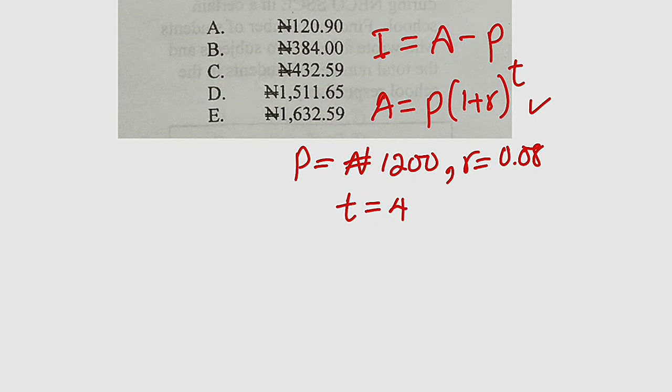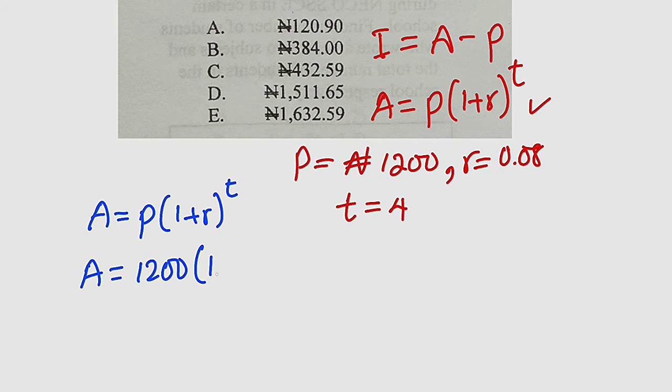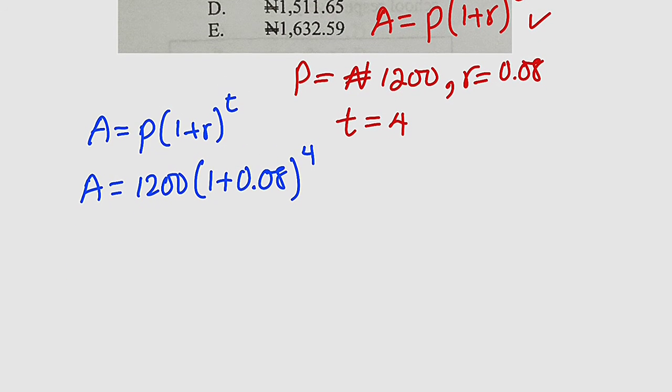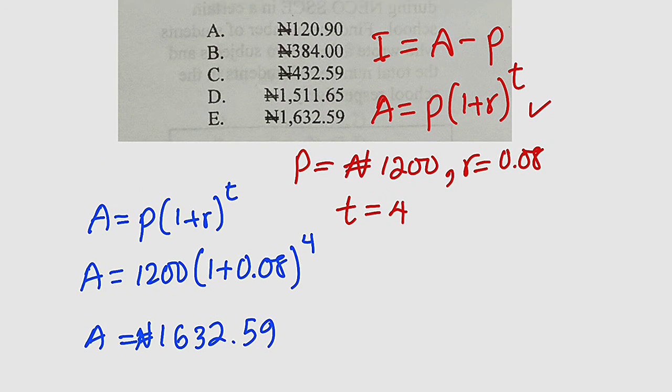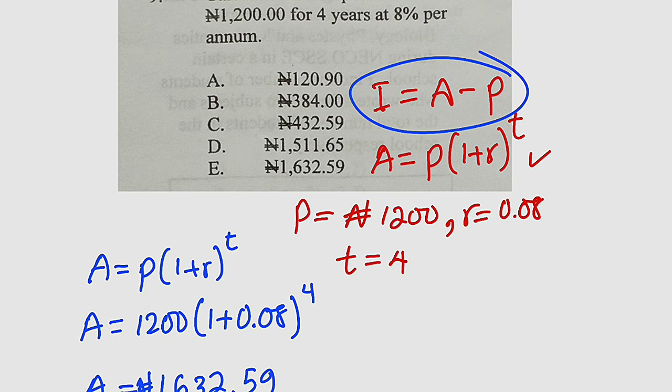So let's substitute everything here. The total amount is equal to the principal multiplied by 1 plus r, which is the rate, raised to the power of t. And A here is equal to 1,200 multiplied by 1 plus 0.08 raised to the power of 4. If you simplify this, you're going to obtain 1,632.59 naira, which you can see as option E. But this is not the answer. We are looking for the interest, so you have to substitute into this formula.